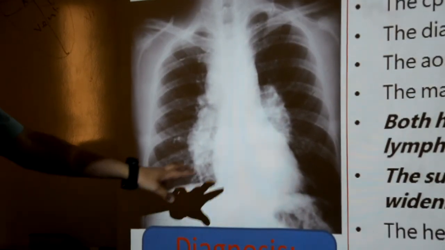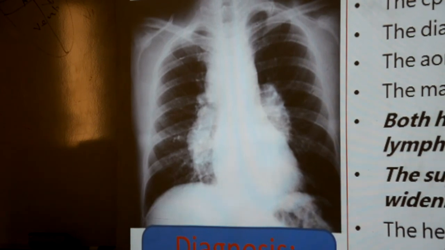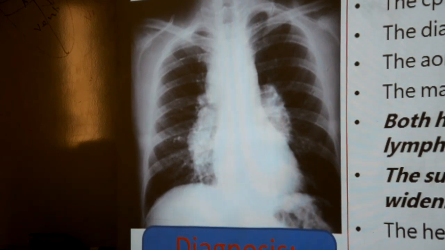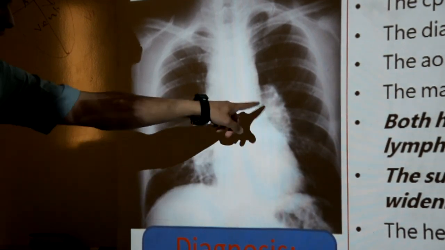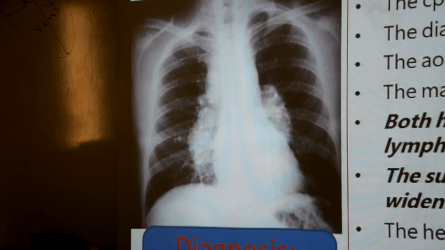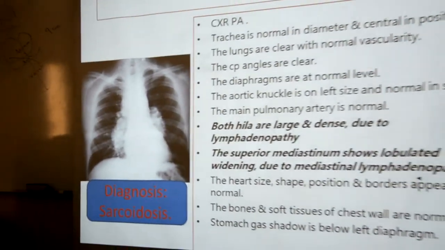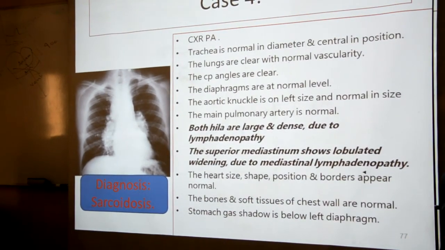Okay, very good. The heart seems normal, with a normal ratio to the thorax. The diaphragms are normal. Very good. Normal exposure. The only abnormality I see is the hilar region. The hila are prominent and dense on both sides. Likely could be due to sarcoidosis or TB. Very good. Excellent.